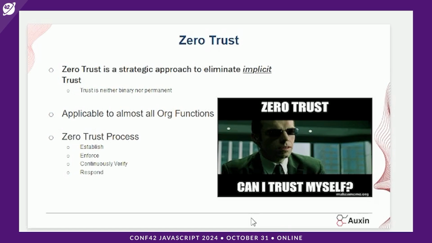Now you may ask where we can apply zero trust. The answer is almost anywhere. It's applicable to nearly all organizational functions, from securing cloud workloads to container environments and even endpoints like laptops and mobile devices. The zero trust process can be broken down into four steps. Establish trust by enforcing authentication and authorization mechanisms. Enforce security policies across your environment. Continuously verify by constantly checking if trust should still be maintained. Respond to threats in real time using automated incident response mechanisms.